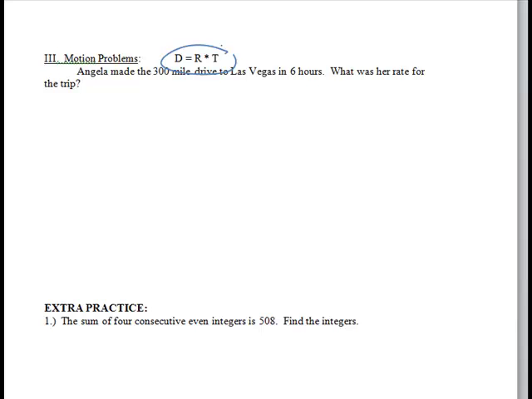That means the problem will give you values for two of these three variables, allowing you to solve for the third one. So you read the problem, it should be pretty easy to recognize one of these. Distance is equal to rate times time. In this case, 300 miles, of course, is distance. Substitute that value in. 6 hours, of course, is time, which leaves us the remaining variable r to solve for, which works out pretty well because that's exactly what they're asking for. What was her rate for the trip?